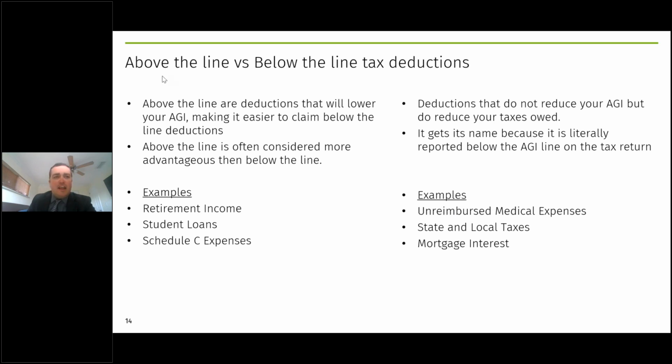And it actually used to get the name above the line versus below the line on how it was listed on the tax form. Above the line deductions would always be above a certain place where AGI was calculated. Below the line would always be below. That's how it used to be set up. I think it's a little bit different now. One more thing to go over is I do want to talk about when to force this, the itemized deduction to the state.